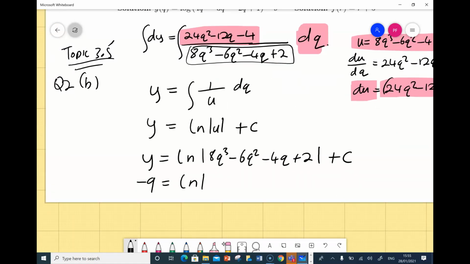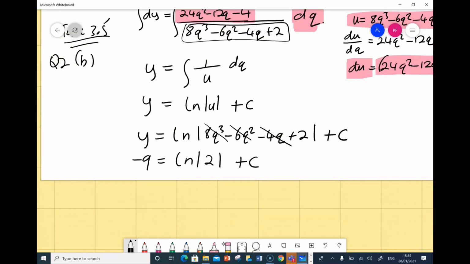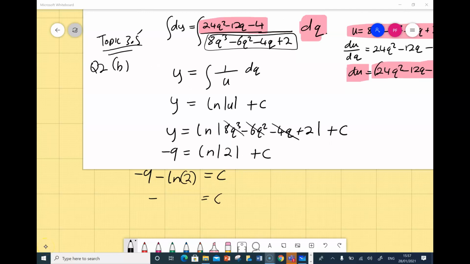When we put 0 in for q, all of these turn to 0, and I'm just left with 2 inside here, plus c. Therefore, c is equal to minus 9 minus the natural log. Now, do I need my absolute value sign anymore? I don't. It's positive, so I'll just say the natural log of 2. So I'll look that up in my calculator, and I get c is equal to minus 9.69.